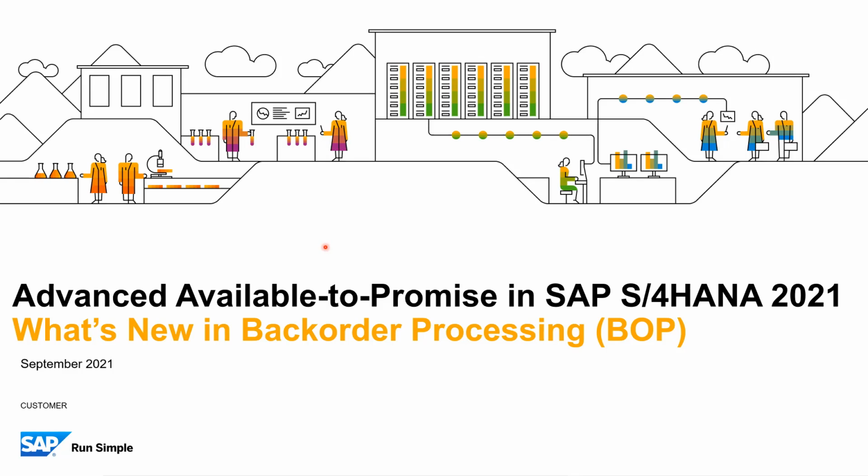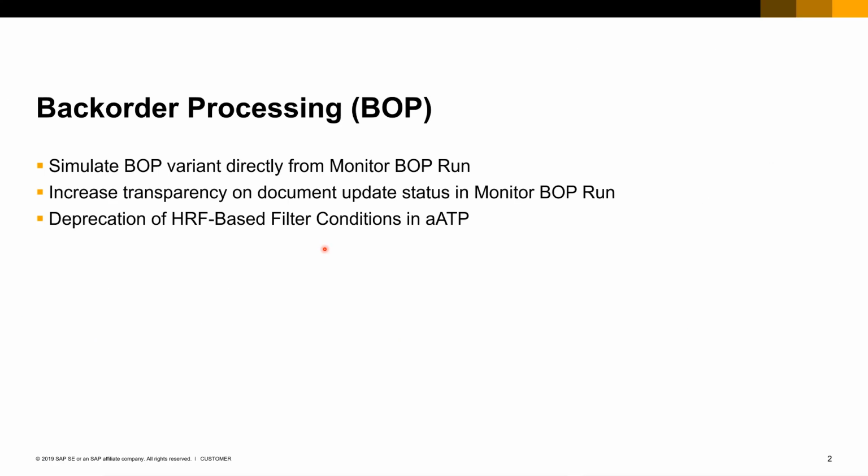Okay, the next topic, as I said, is backorder processing. Backorder processing is there already since many years, and therefore we did not introduce brand new or groundbreaking features. These are expected to come somewhere in the future when we tackle the fair share issue, but this year we have done more or less round-offs. So these are the three topics.